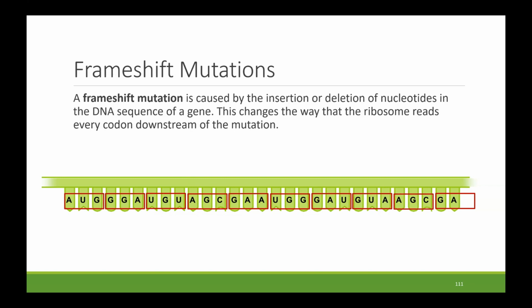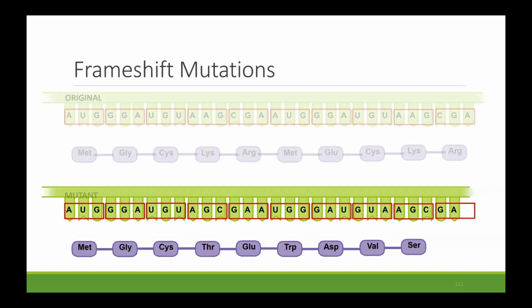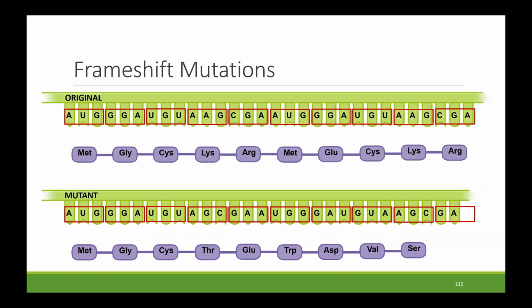So again, here I framed the sets of 3 letters, and below it, you can see the amino acids that each codon translates into. And if we then do a side-by-side comparison of the original mRNA, which you can see on the top, and the mutated mRNA, which you can see on the bottom, the first 3 codons are the same. We've got methionine, glycine, cysteine. But then comes the point where the deletion took place. And everything after that point of deletion is different. Different codons, different amino acids.